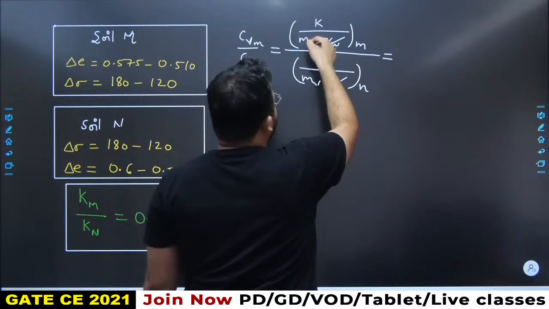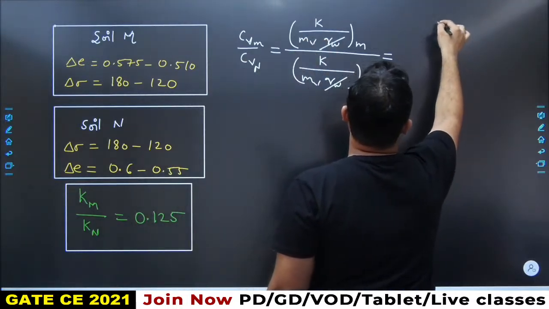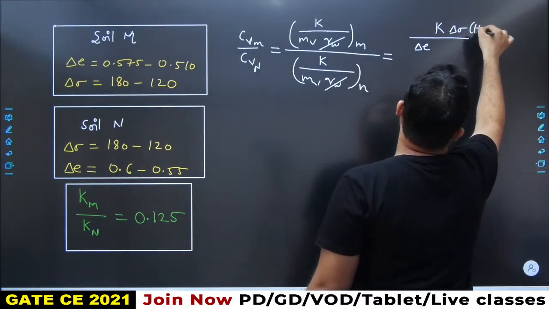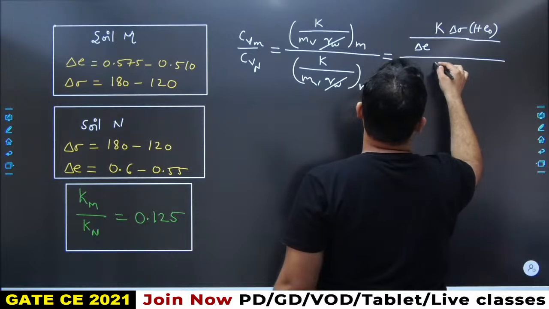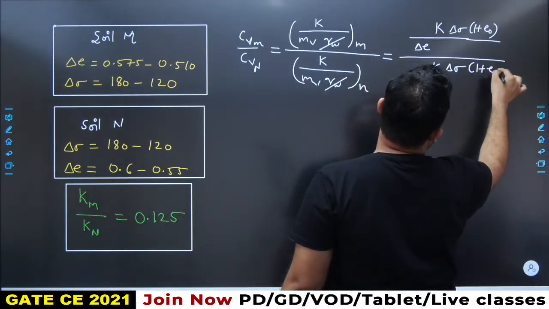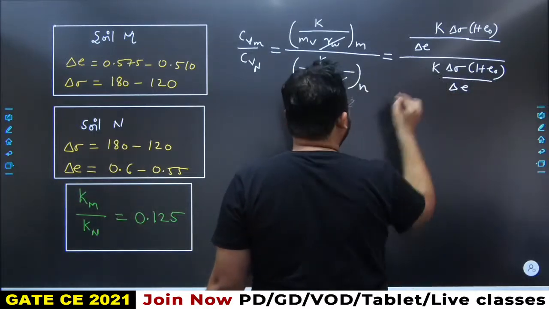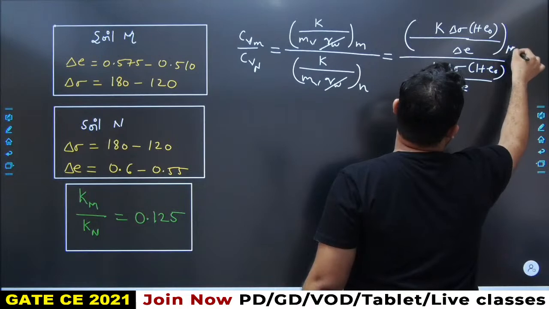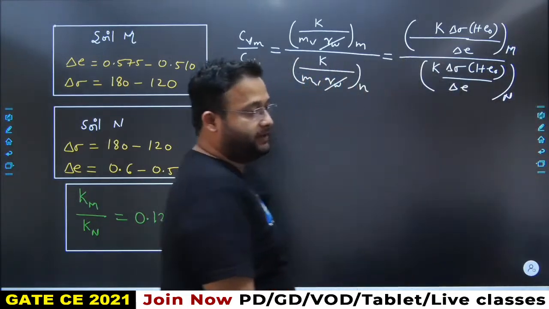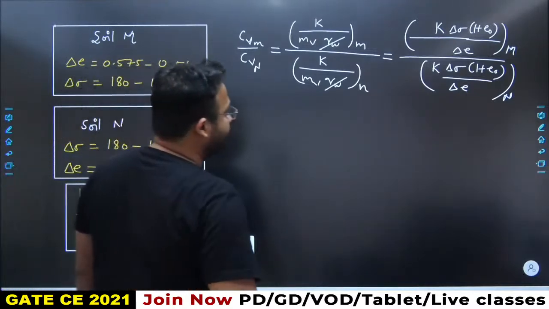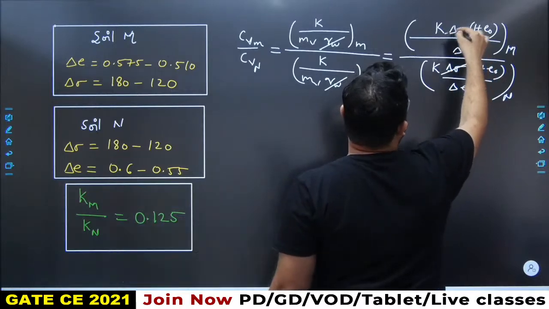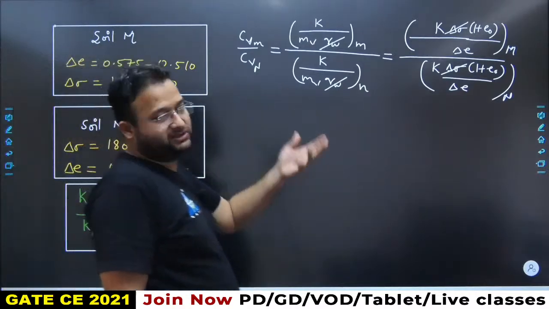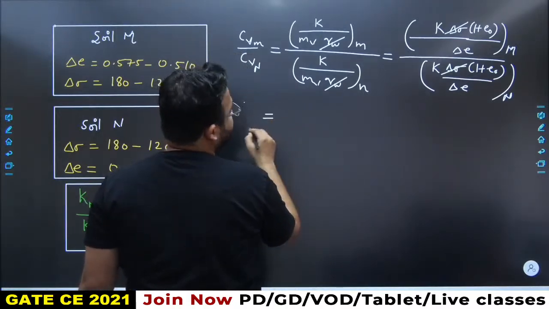If I put the value of mv, then I can write K divided by change in void ratio, and here we can have delta sigma into 1 plus initial void ratio, whole divided by K into change in effective stress, 1 plus initial void ratio divided by change in void ratio. So something like this we can have the expression. This entire value we have for the soil M, and this entire value we have for the soil N. Getting my point? One thing I can mention here, that there is the same change in the values of effective stress. So delta sigma we have 60 kilopascal, here also we have 60 kilopascal, so 60 to 60 is cancelled. Remaining values I can put here and you can get the answer.